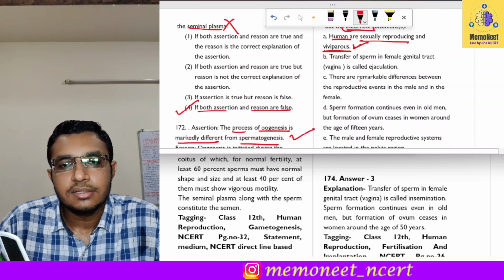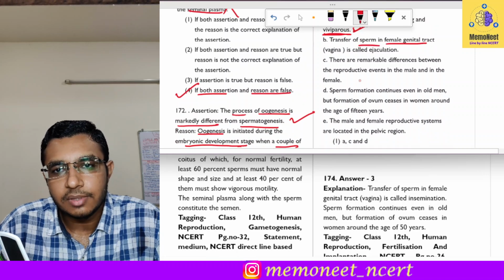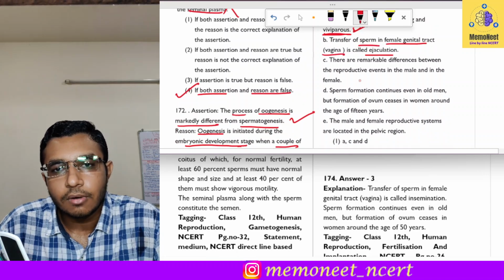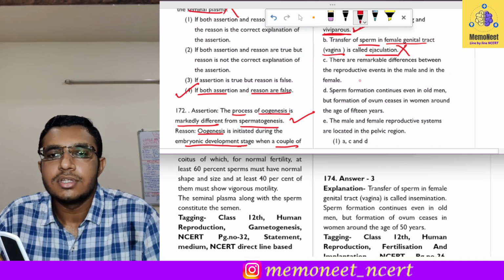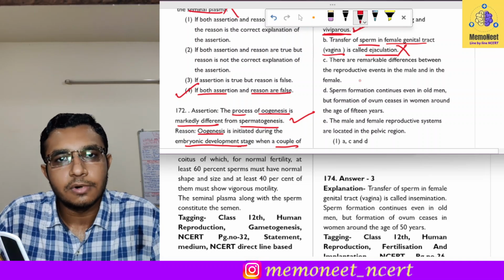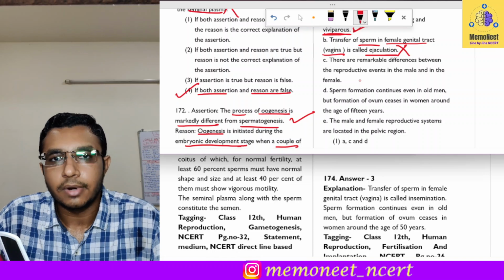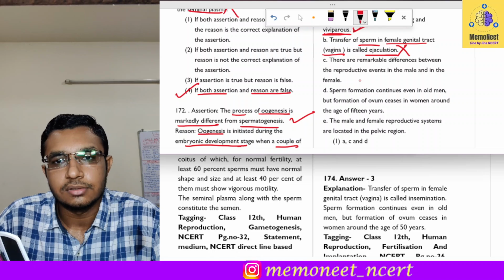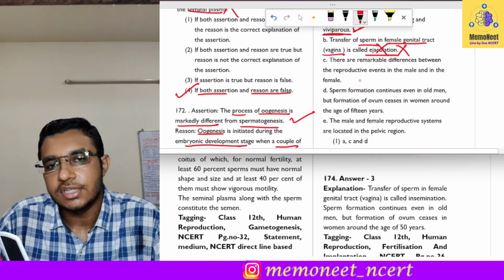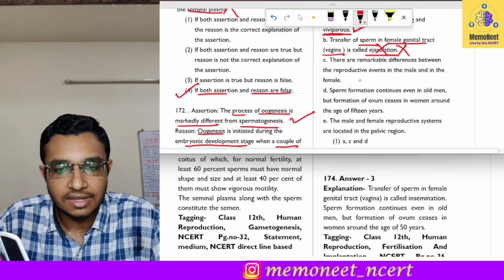Next is transfer of sperm in female genital tract or vagina is called as ejaculation. So no, this statement is incorrect. Ejaculation means the expelling out of the sperm from the male reproductive tract. It is not the transfer of sperm into the vagina. So this is an incorrect definition of ejaculation, so statement B is incorrect.